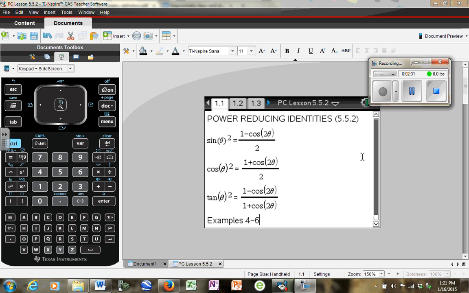All right, here we go. Here's our new power reducing identities. You can see here the way that I have to type it on this program does not allow me to do it the same way that you usually see it in the book. But I think this way kind of gets to the essence of it.